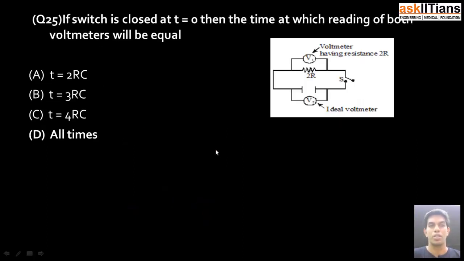Moving on to the 25th question. If the switch is closed at t equals 0, then the time at which the reading of both the voltmeters will be equal. So I have my resistance over here and I have my capacitor over here, and if I close my switch, the direct consequence of Kirchhoff's law states that the potential drop across the resistance has to be equal to the potential gain of the capacitor or vice versa. Hence, at all times, the reading of both the voltmeters will be the same but opposite in direction. So the correct answer is D, all times.